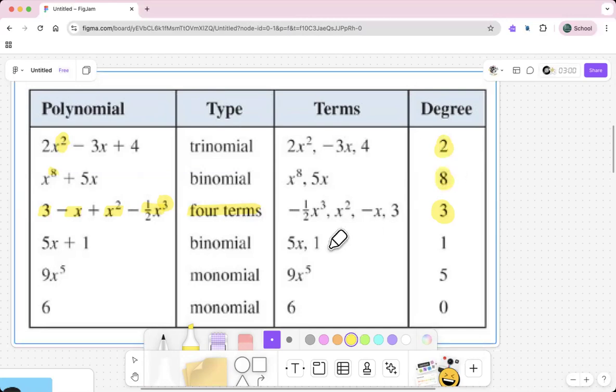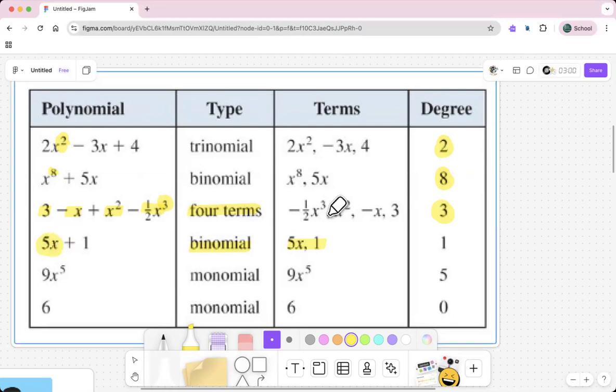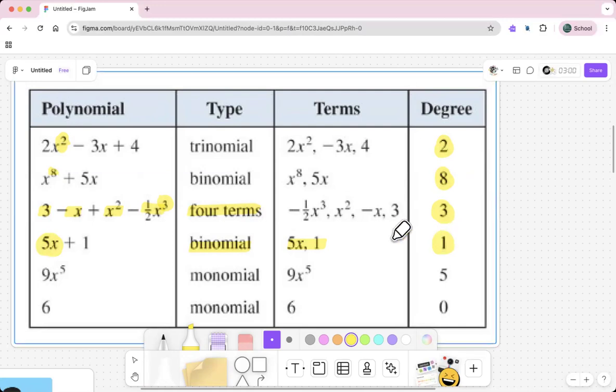For the next example, I have 2 terms, which makes this a binomial. Now, you'll notice that x is by itself. So when you have an x by itself, that means x is to the power of 1. So my degree is the power of 1.